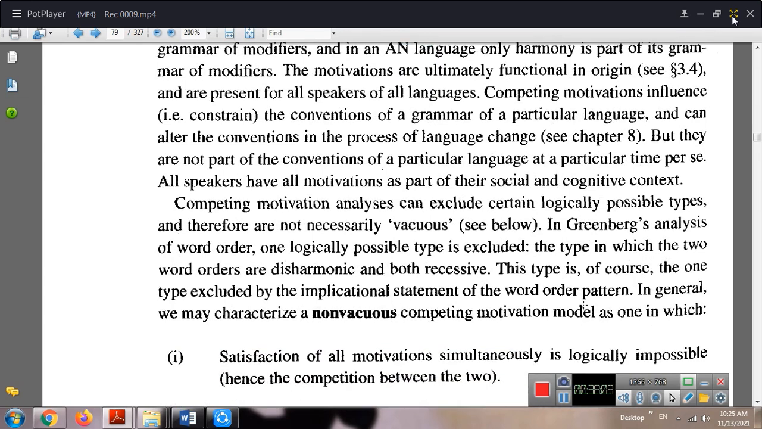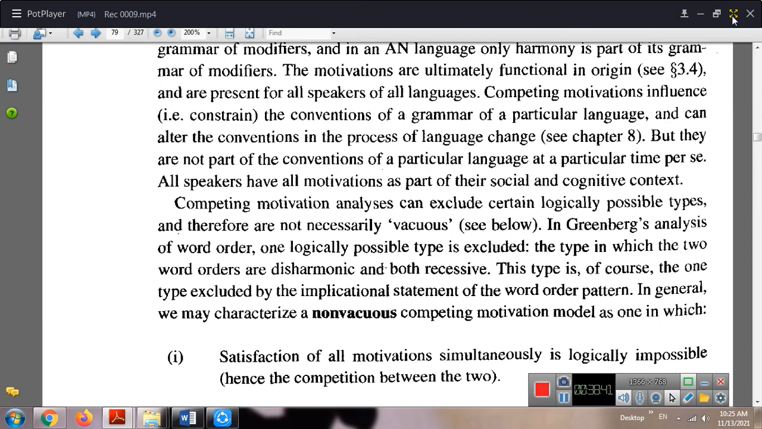Competing motivation analysis can exclude certain logically possible types and therefore is not necessarily vacuous. In Greenberg's analysis of word order, one logically possible type is excluded, the type in which the two word orders are disharmonic and both recessive. This does not exist. We don't have any language which is both disharmonic and recessive. This type is, of course, the one type excluded by the implicational statement of the word order pattern.